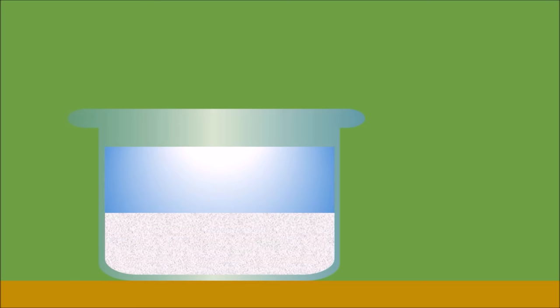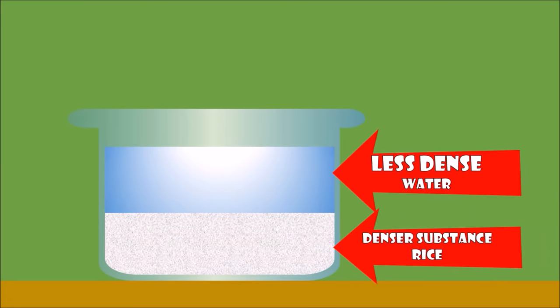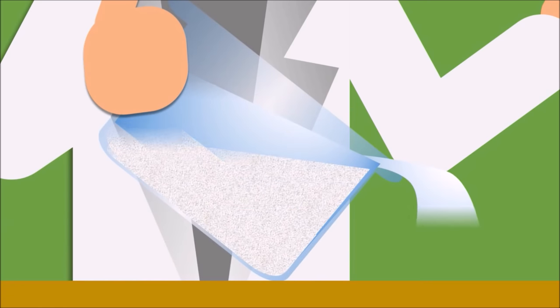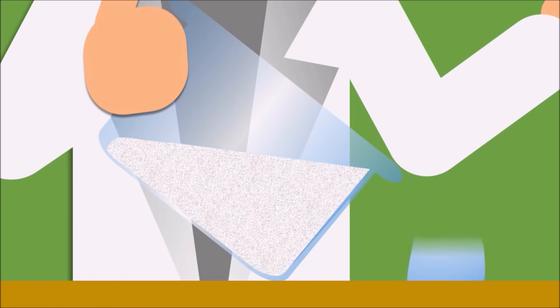For example, before cooking rice, you wash it first. You use decantation to separate the rice from the water by simply pouring out the water and letting the rice stay in the cooking pot.